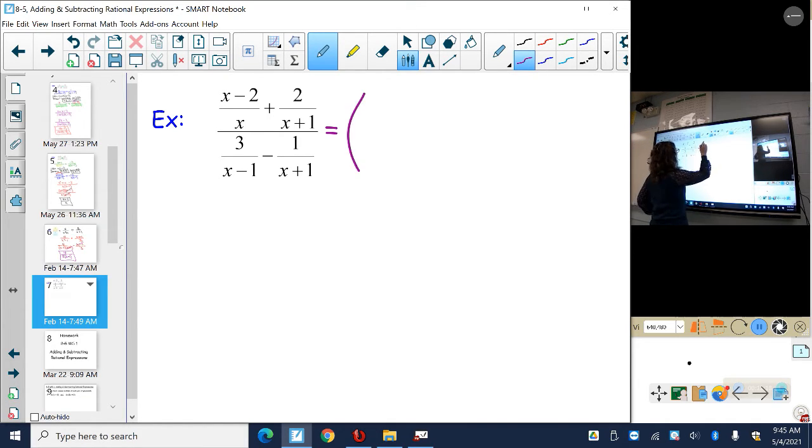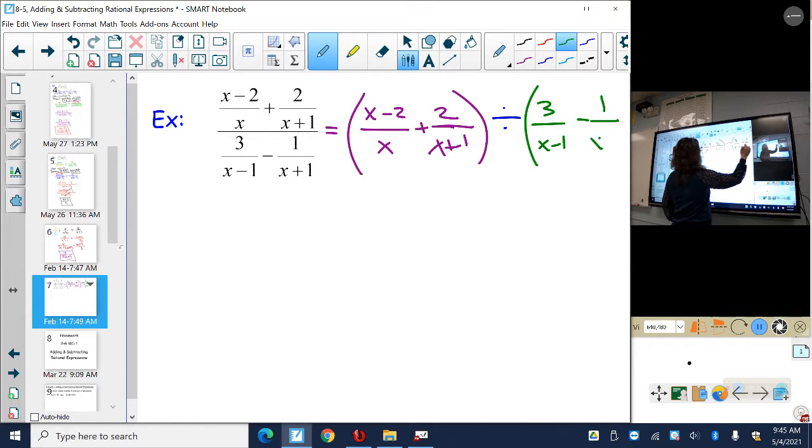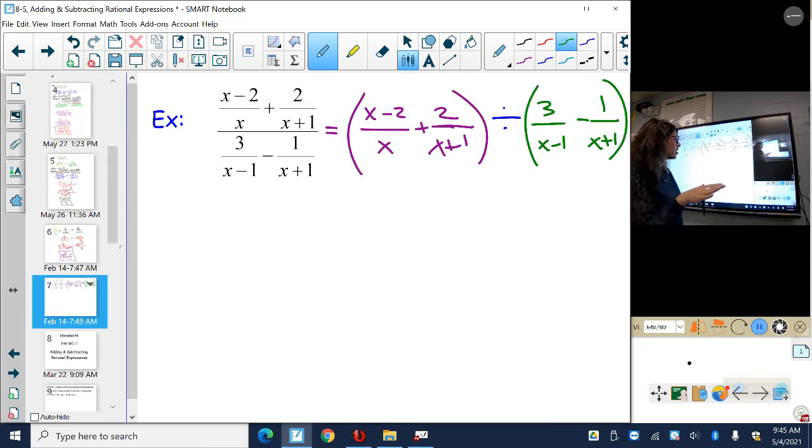And we're going to rewrite this, and we're going to make this an x minus 2 over x plus 2 over an x plus 1, divided by 3 over x minus 1 minus 1 over an x plus 1. Okay, so I wrote this in different colors for a very specific reason.